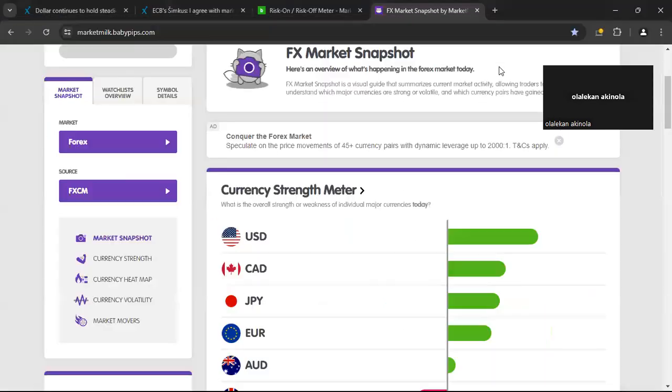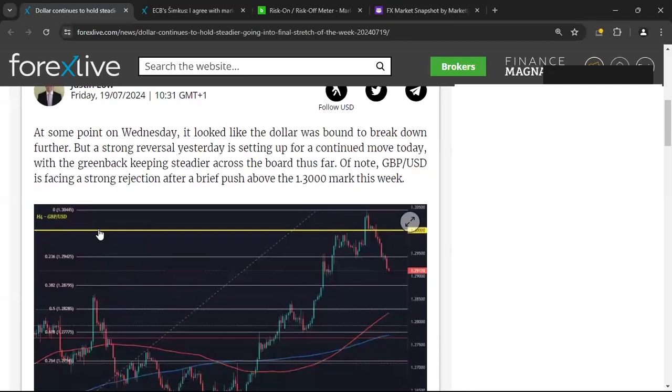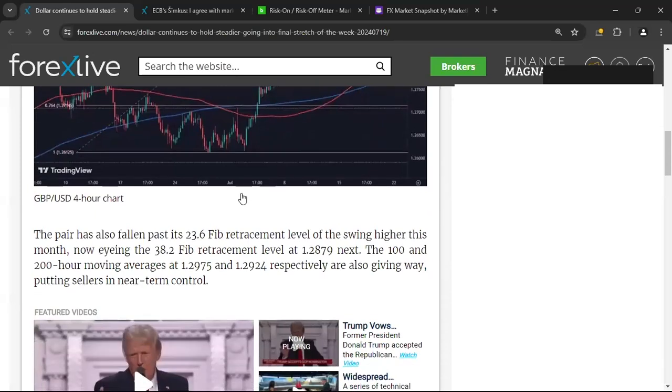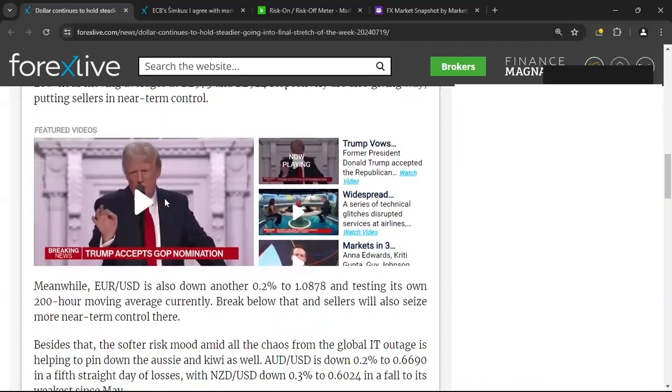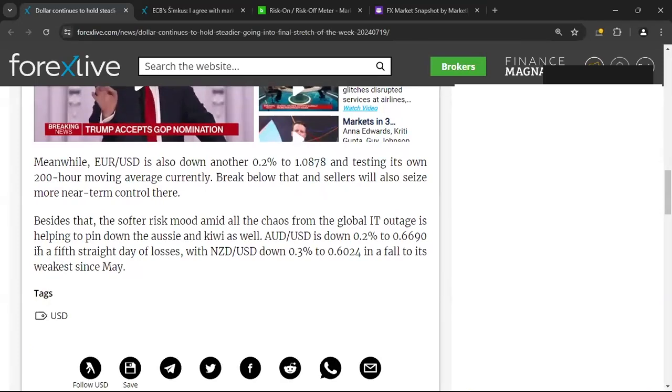If you read this, you then see what exactly this person was talking about. It says, but a strong reversal yesterday is setting up for a continued move lower, with the greenback keeping steady across the board thus far. Of note, pound USD is facing a strong rejection after a brief push above the 1.300 mark this week. Yes, we'll talk about that in a brief moment. The pair has fallen past this. These are all technical languages. Let me read. Besides that, the softer risk mood amid all the chaos from the global IT outage is helping to pin down the Aussie and the Kiwi as well. AUD USD is down 0.2%, and NZD USD is down about 0.3%.